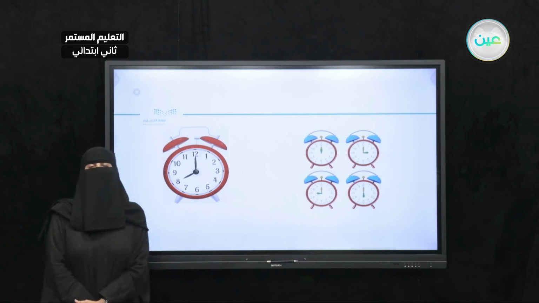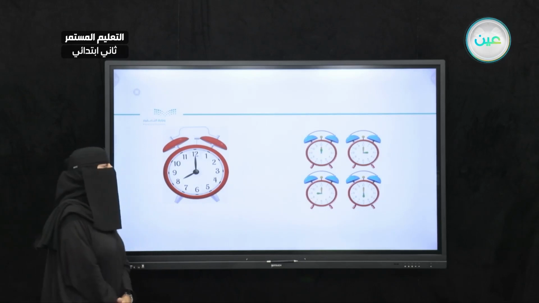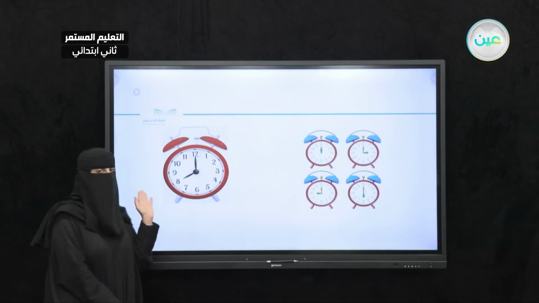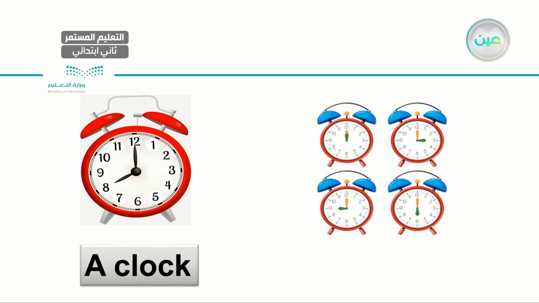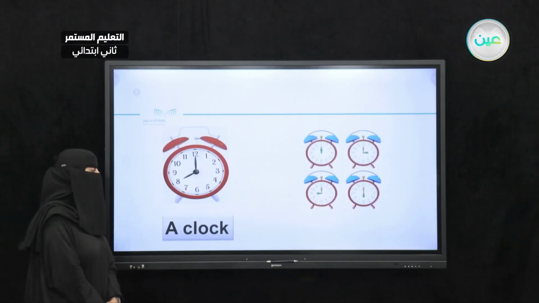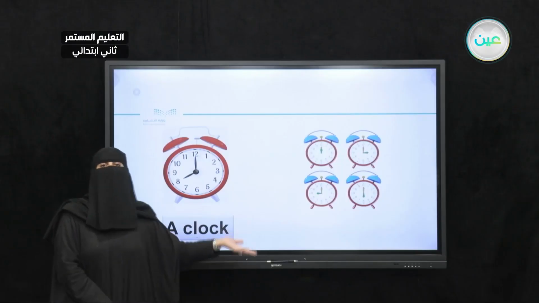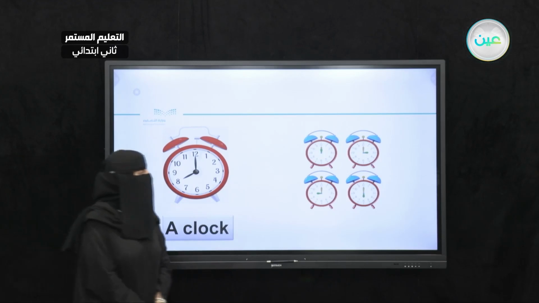How about this item? How many clocks can you see? To your left, I only can see a clock. Just one. A clock. But how about the next picture, or the right next to it?